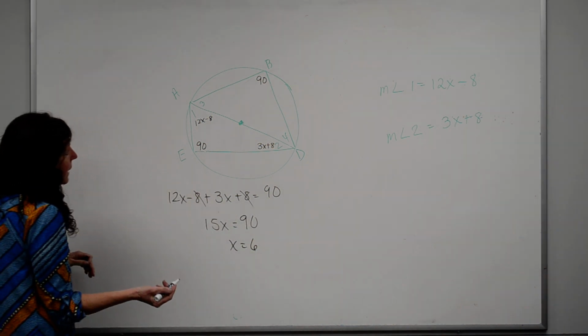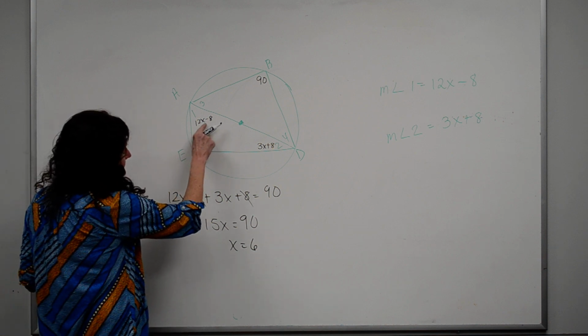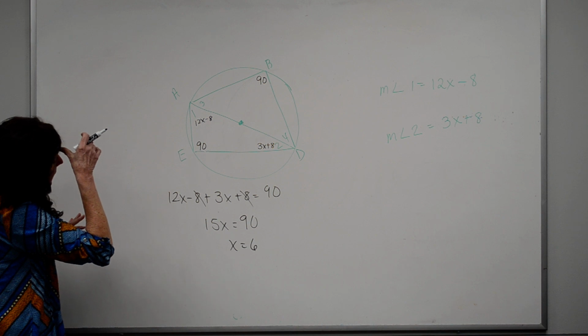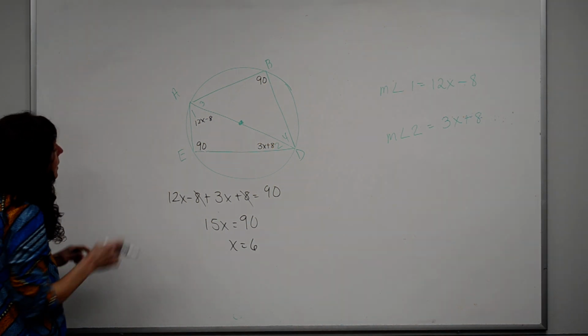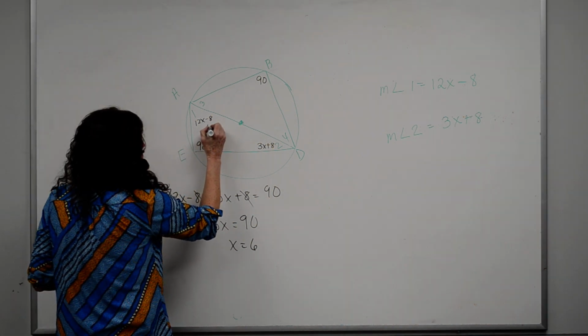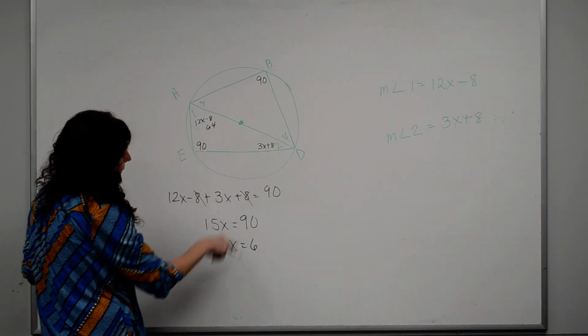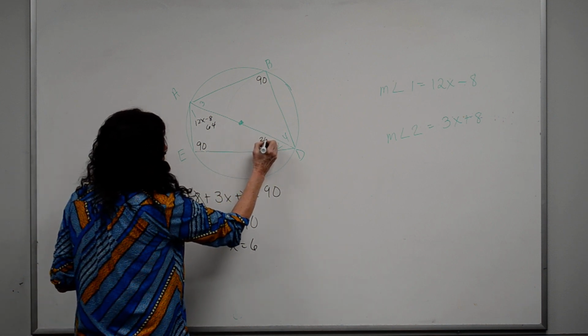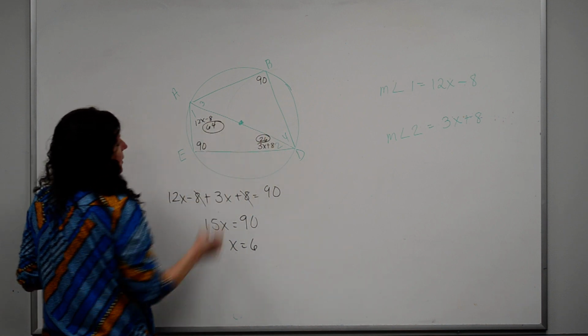Okay, so then I could plug back in and go 6 times my 12 is gonna give me 72 minus 8 is 64, so that's gonna be a 64 right there. And then if I plug it in there, that's gonna be 18 and 8, that's gonna give me a 26. Okay, you with me so far?